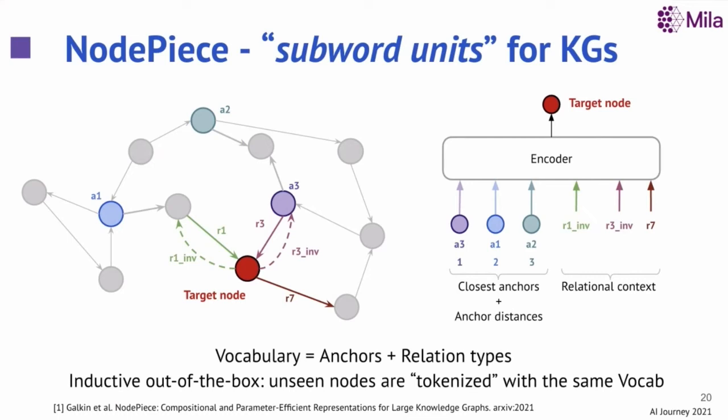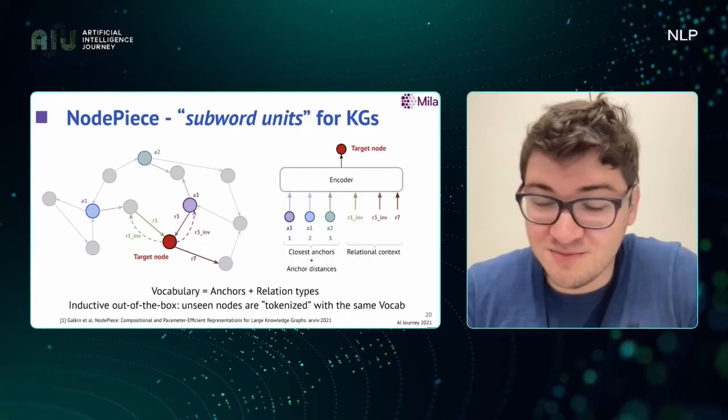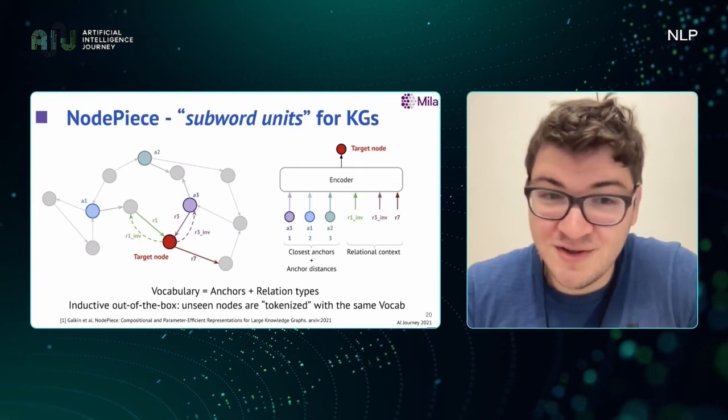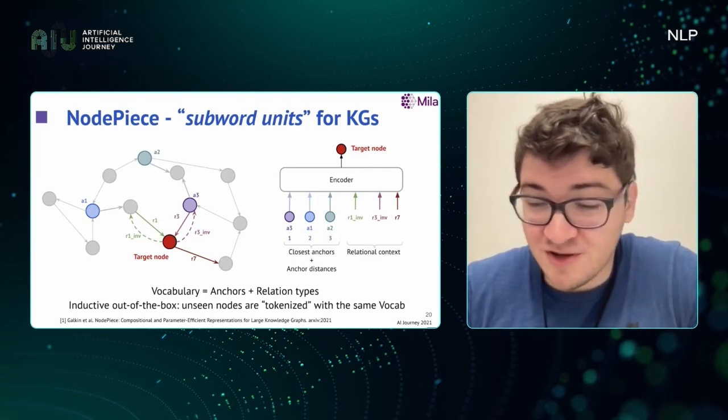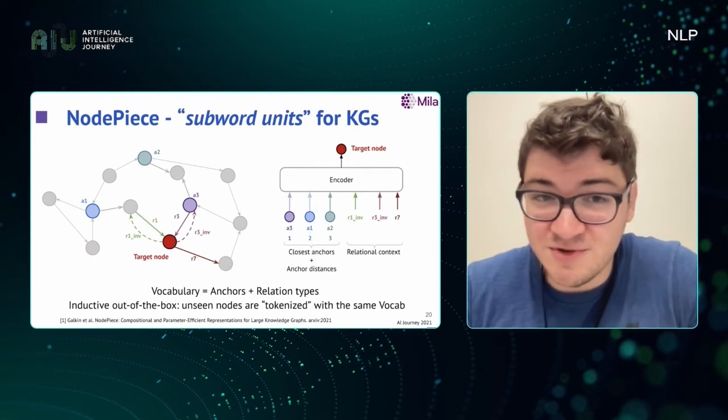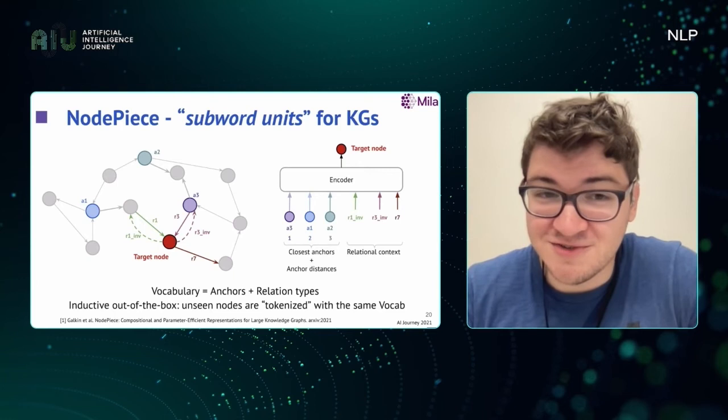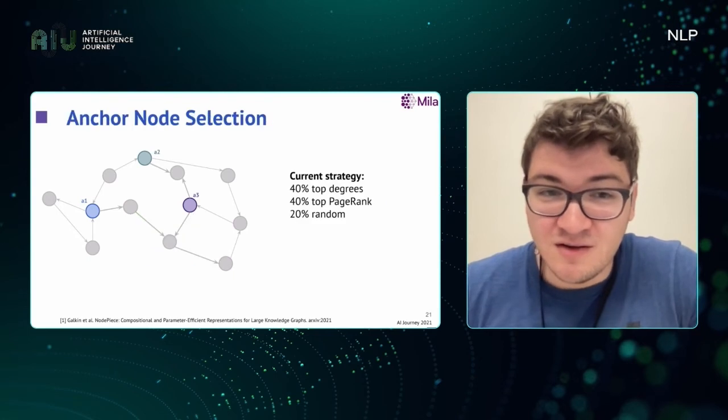We still have vocabulary anchors plus relation types, and it's inductive out of the box. Unseen nodes are tokenized with the same vocabulary. We have some anchors in our graph. We can triangulate any node in our graph as a sequence using the context surrounding our target node. This model, as I said earlier, is inductive out of the box because we are tokenizing unseen nodes with the same vocabulary in the same graph.